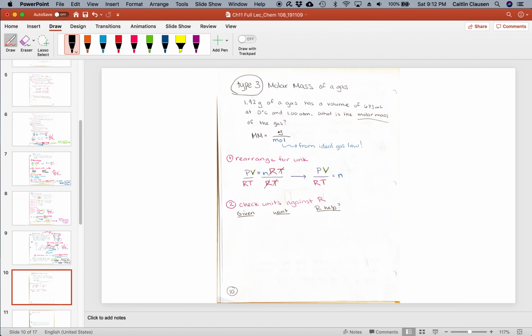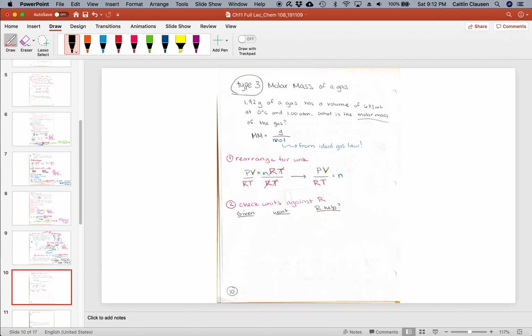So now we can move on to type 3, which is figuring out the molar mass of a gas. It's a little bit different than what you guys have seen so far with molar masses, because you have to use the ideal gas equation. So a type of problem like that would look something like this. 1.92 grams of a gas has a volume of 673 milliliters at 0 degrees Celsius and 1 atm. What is the molar mass of the gas?